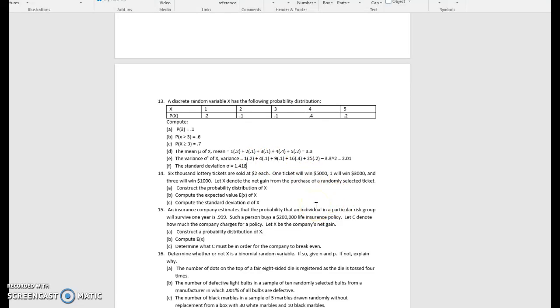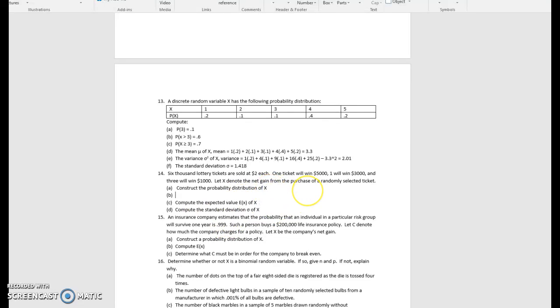Okay, now let's look at 14. 6,000 lottery tickets are sold at $2 each. One ticket will win $5,000, one will win $3,000, and 3 will win $1,000. Let X denote the net gain from the purchase of a randomly selected ticket. We're going to first construct the probability distribution of X, then we're going to compute our expected value, or our mean, and then we're going to compute the standard deviation of X.